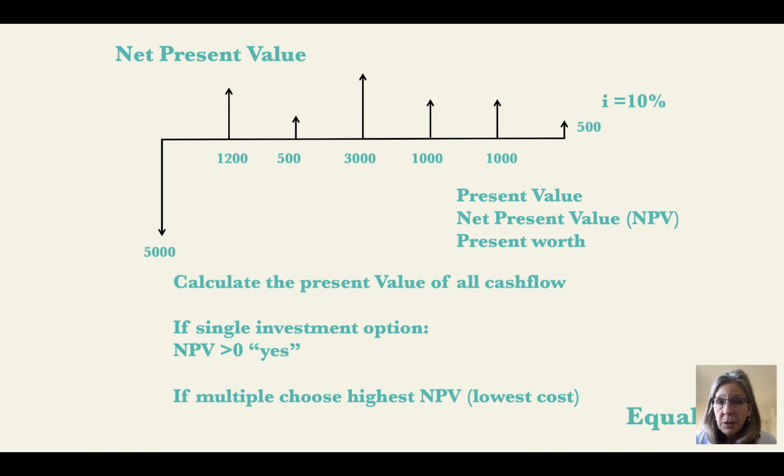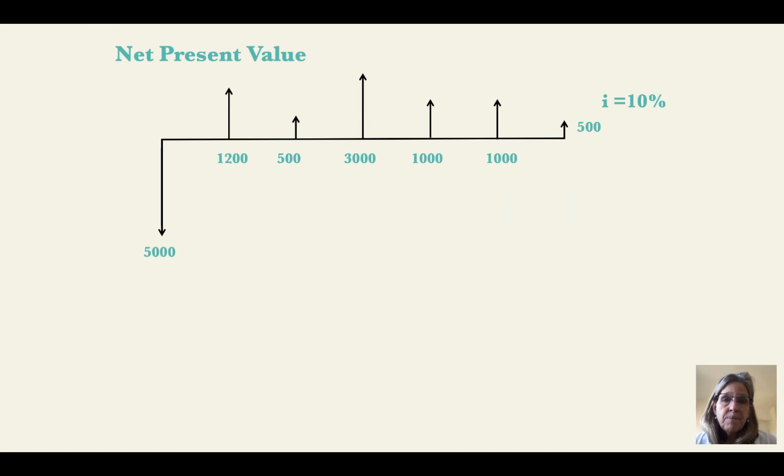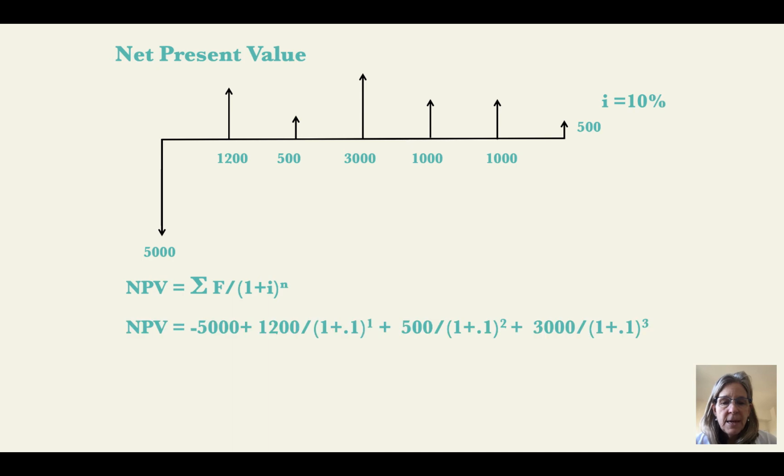And one thing that's real important in these evaluation techniques is you need to have equal lives. So let's go through this particular one. We're going to look at the sum of all the future cash flows over the 6-year time period we have here, and that's the net present value. So I'm just going to discount them all back to time period 0 by dividing by 1 plus i to the n, and that gives us a net present value of 344.